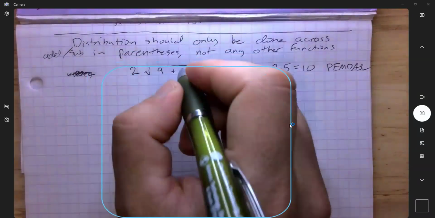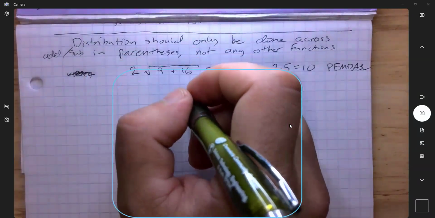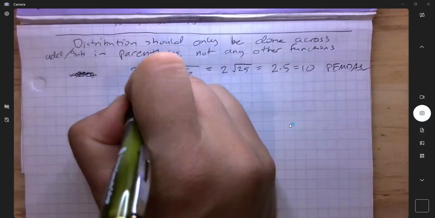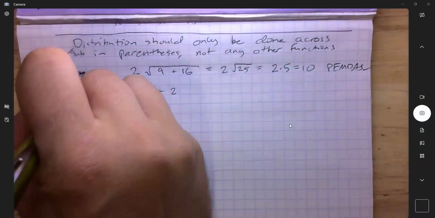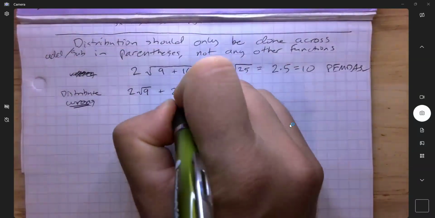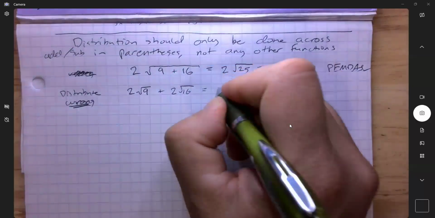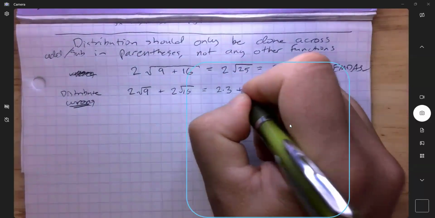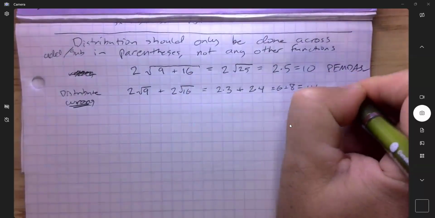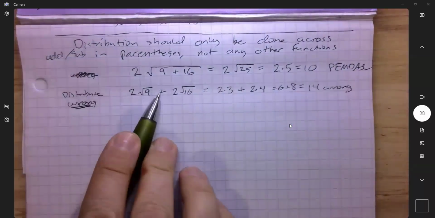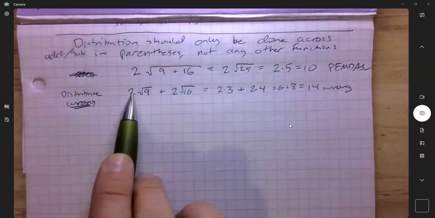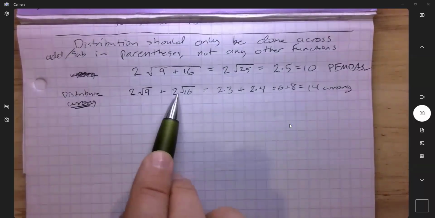If instead I try to distribute and I say, oh, that would be 2 times the square root of 9. So this is distribute, and this is wrong. 2 times the square root of 9 plus 2 times the square root of 16. That's 2 times 3 plus 2 times 4, which is 6 plus 8, which is 14, and that is wrong. Distribution does not allow you to split up a square root. In particular, you cannot multiply and distribute.